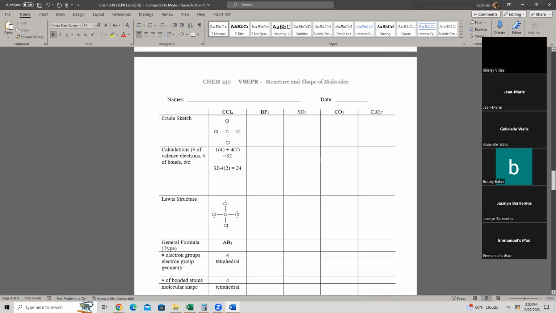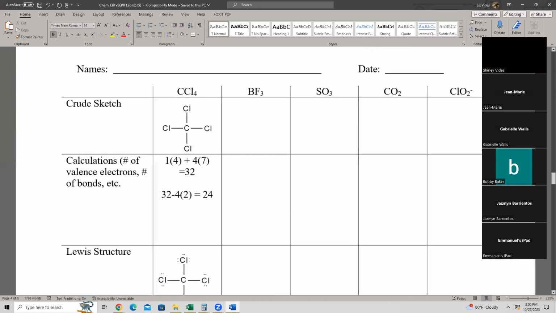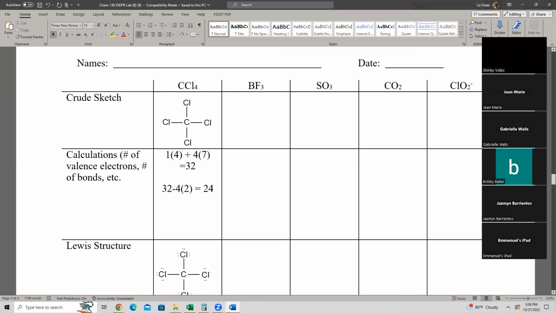All right. So for this one, I am not going to be able to write down the crude sketch like it says on there. There's no way, I mean, I'm going to write it outside and then erase it, and you guys just copy it. All right, so the first one that we have, and this is an example, is carbon tetrachloride. And the calculations are right here. So you got 1 carbon at 4 plus 4 chlorines at 7 gives you a total of 32. And then you used 4 bonds at 2 electrons each, or you can just say 8 here if you want.